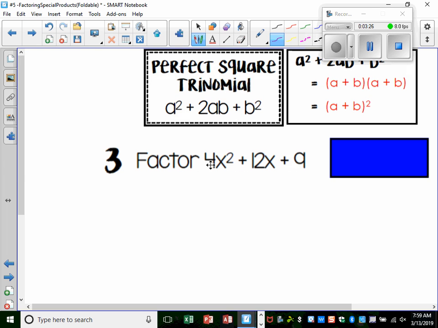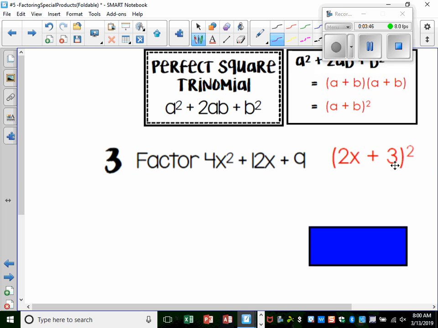Here's another one. What's the square root of 4? 2. What's the square root of 9? 3. What is 2 times 3? 6. Double that, you get 12. It's a perfect square trinomial. So that's how you test it out, which means now you take the square root of 4, which is 2. You take the square root of 9, which is 3, 2x plus 3 to the second power. You'll get the same answer if you did it the other way that we learned. But again, this is a special case. All right, this is how you test it out.